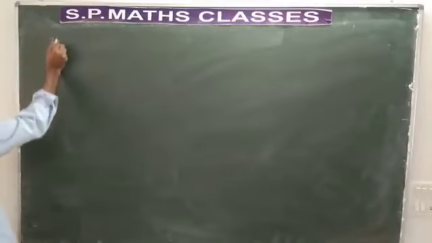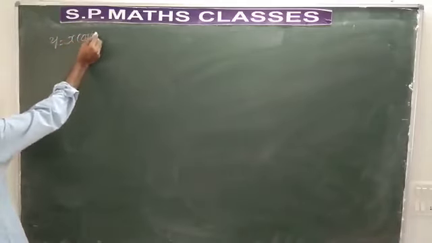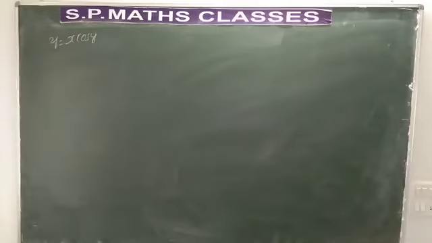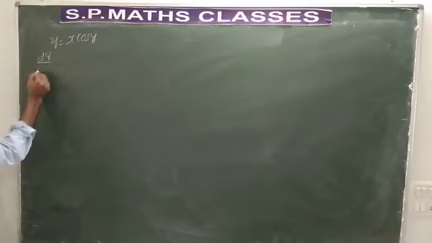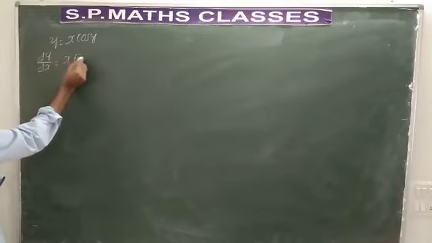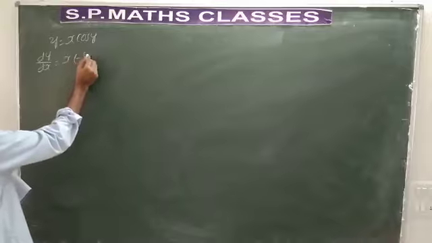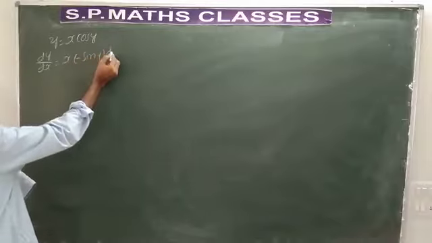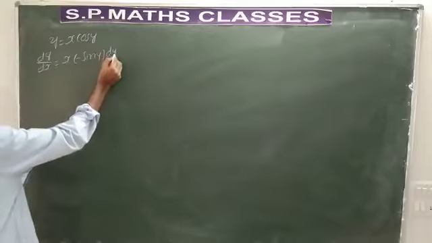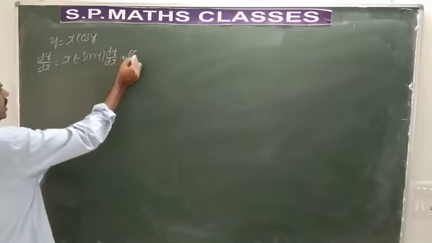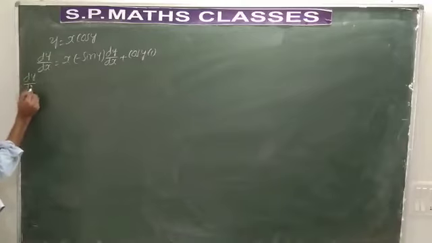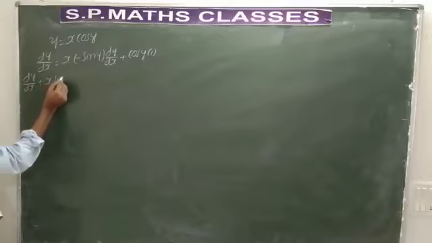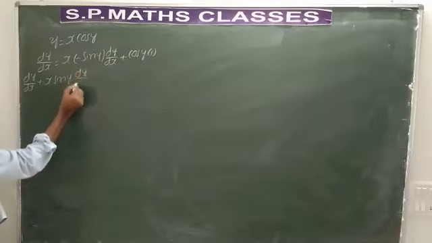Next, y is equal to x cos y. This is what the problem is. You need to find out dy by dx. So differentiate. dy by dx is equal to x into derivative of cos y, minus sin y into dy by dx, plus cos y into derivative of x, which is 1. So dy by dx plus x sin y into dy by dx is equal to cos y.